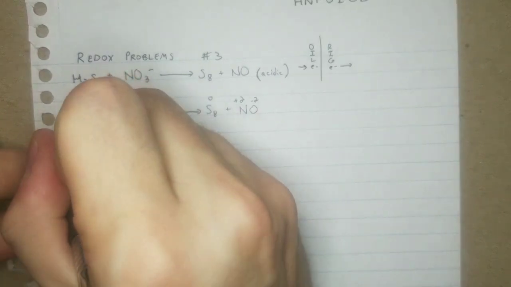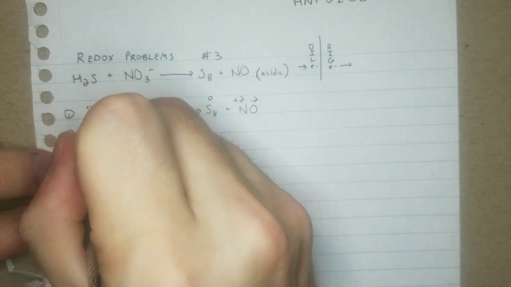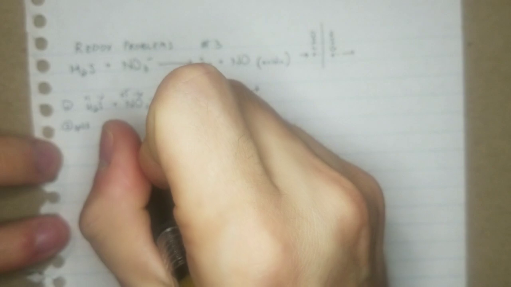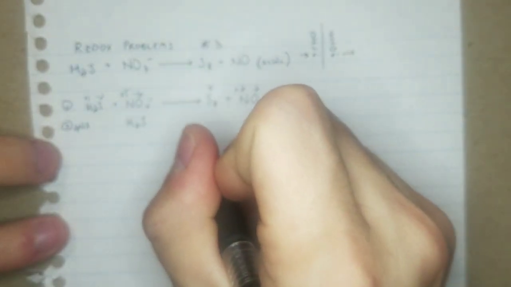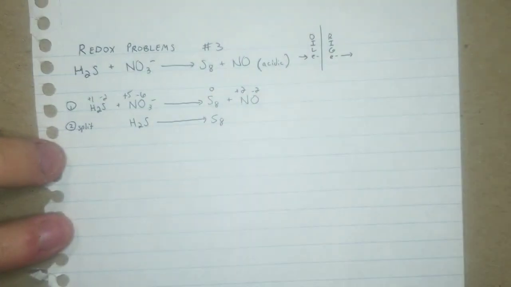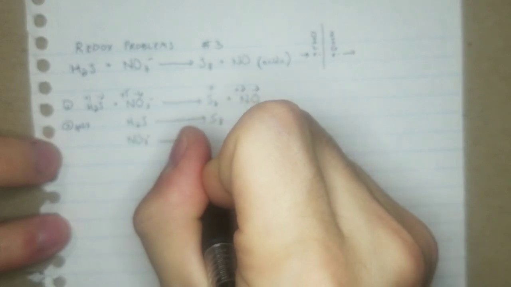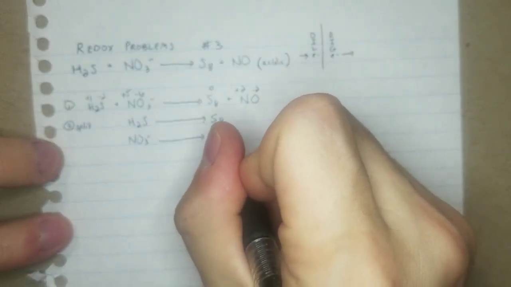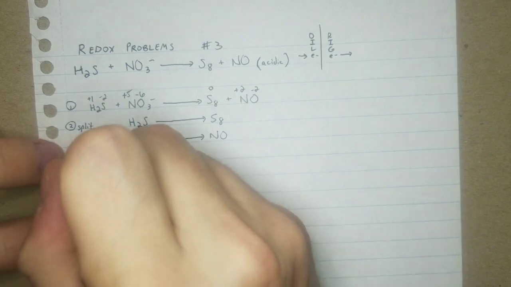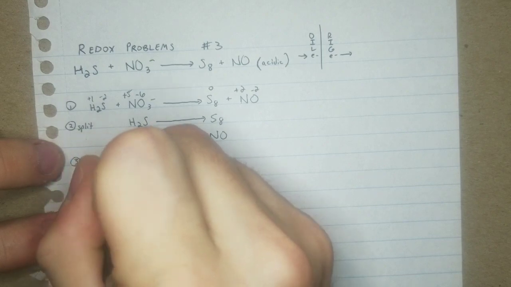Alright, so moving on. Step 2, we're going to split this up. So we can start out with H2S yields S8, and NO3- yields NO. So far so good. Now on 3 we're going to balance the non-H and O's.